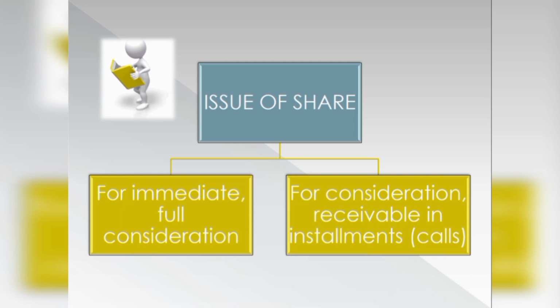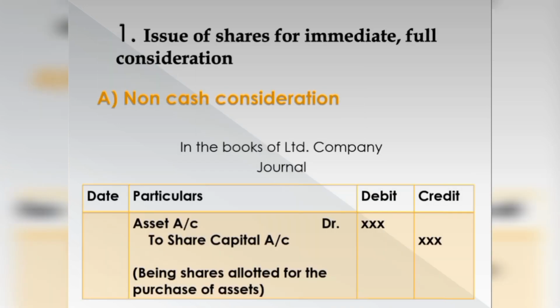Issue can be performed in two types, that is, for immediate full consideration or for consideration receivable in installments or calls. The first one is issue of shares for immediate full consideration. In such type of issue, the full issue value is received at a time. The transaction is completed without the necessity of further follow-up action in future. Consideration receivable can be either of the following: non-cash consideration or cash consideration.